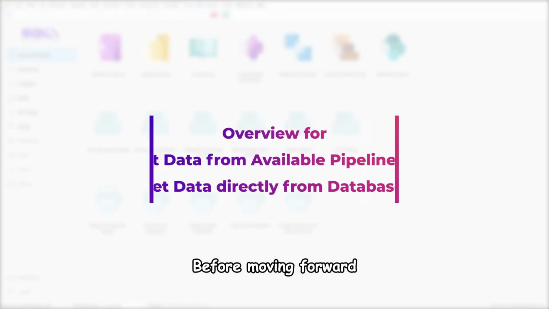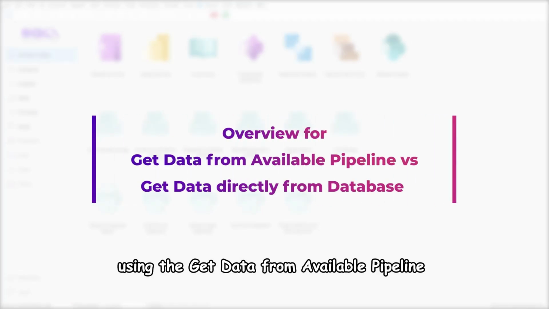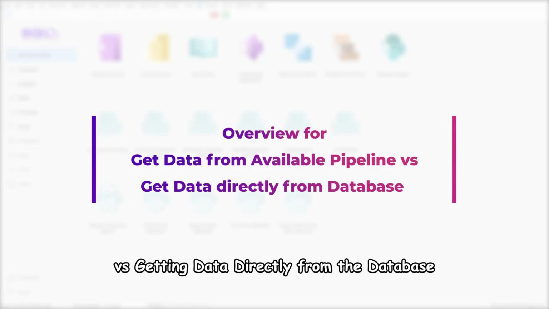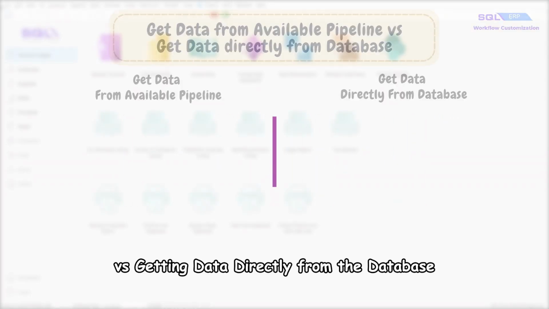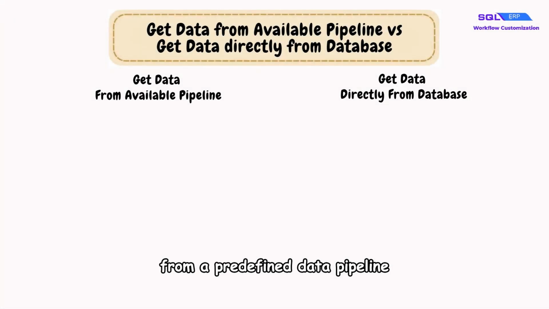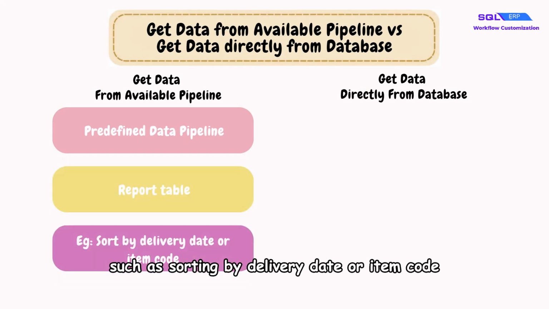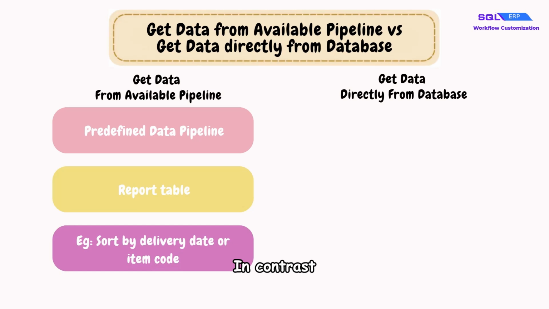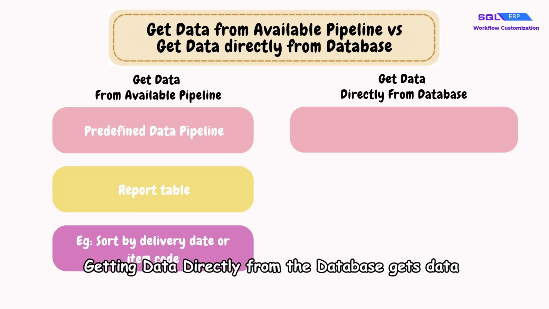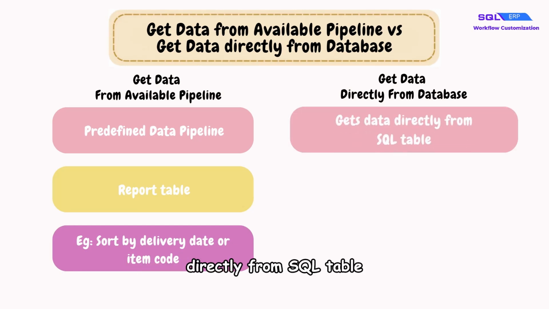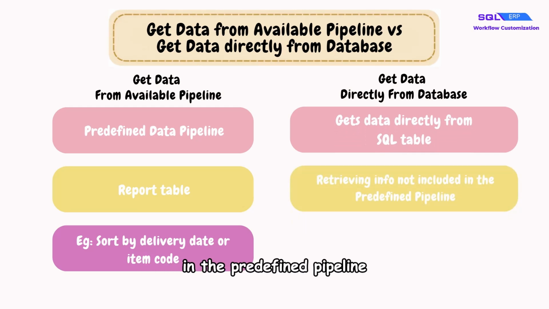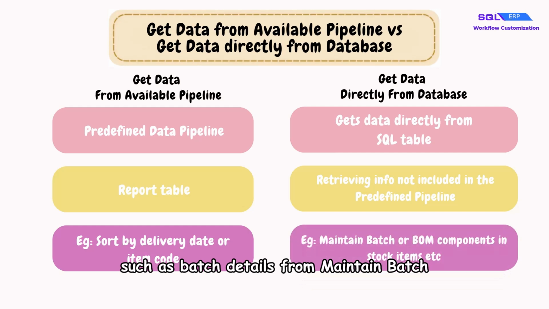Before moving forward, let's quickly review the difference between using the get data from available pipeline versus getting data directly from the database. The available pipeline retrieves data from a predefined data pipeline within the report table, such as sorting by delivery date or item code. In contrast, getting data directly from the database gets data directly from SQL table. This method is ideal for retrieving information not included in the predefined pipeline, such as batch details from maintained batch or BOM components in stock items, etc.